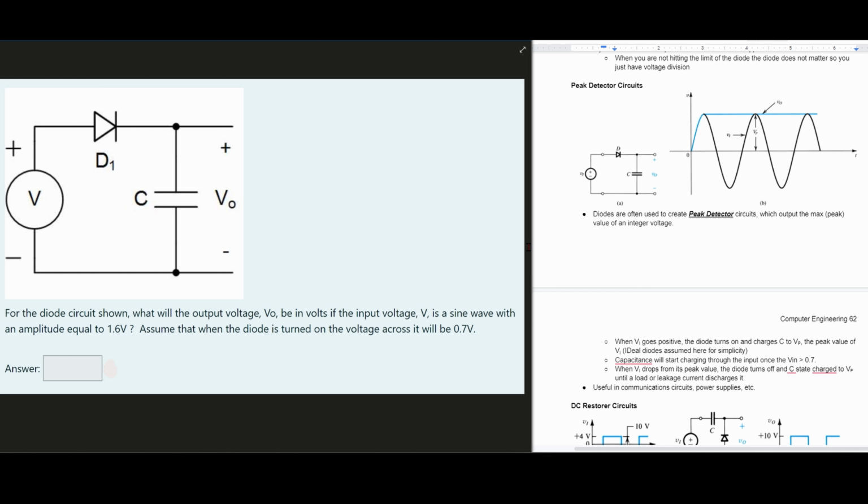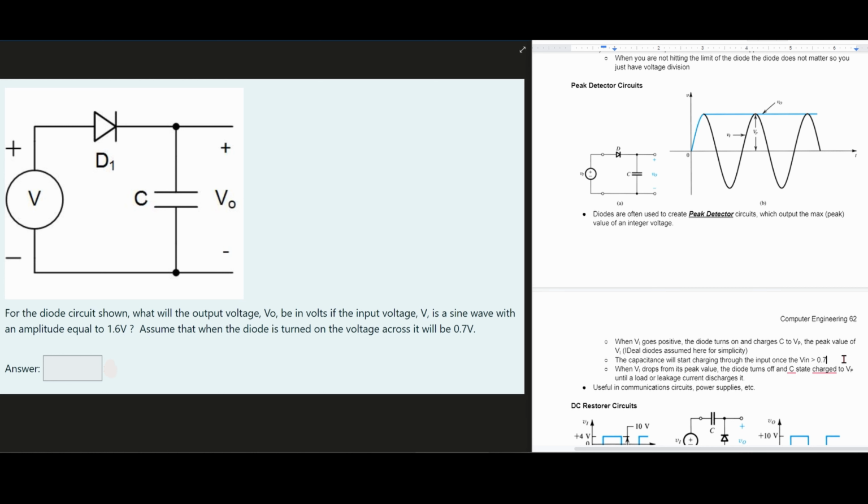When Vin goes positive, the diode turns on, and it's going to charge our capacitance to our VP, the peak value of Vin. Ideal diodes are assumed here for simplicity. We're going to be dealing with non-ideal diodes, and that is where the 0.7 volts comes in. The capacitance will start charging through the input once the input voltage is greater than 0.7 volts.